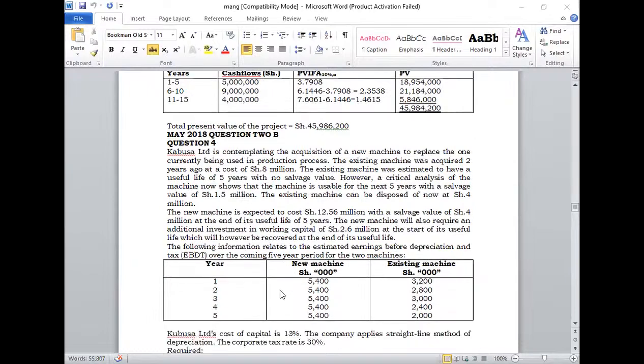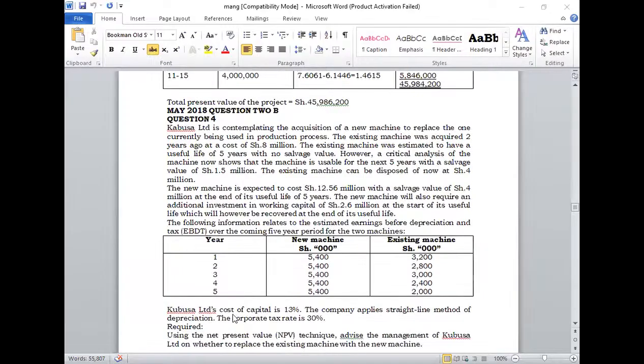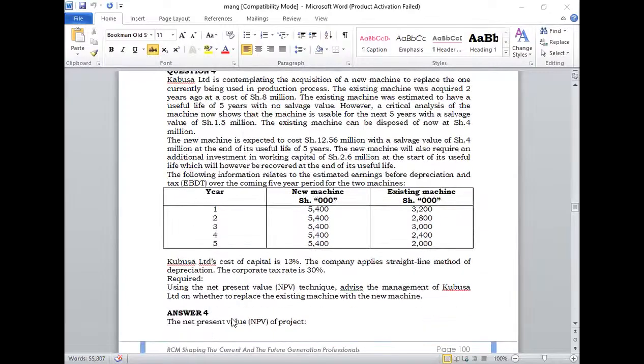The following information relates to the estimated earnings before depreciation and tax over the coming 5-year period for the two machines. We are told here that the company's cost of capital is 13%. The company applies the straight line method of depreciation. The corporate tax rate is 30%. So using the net present value technique, advise the management of the company on whether to replace the existing machine with a new machine.